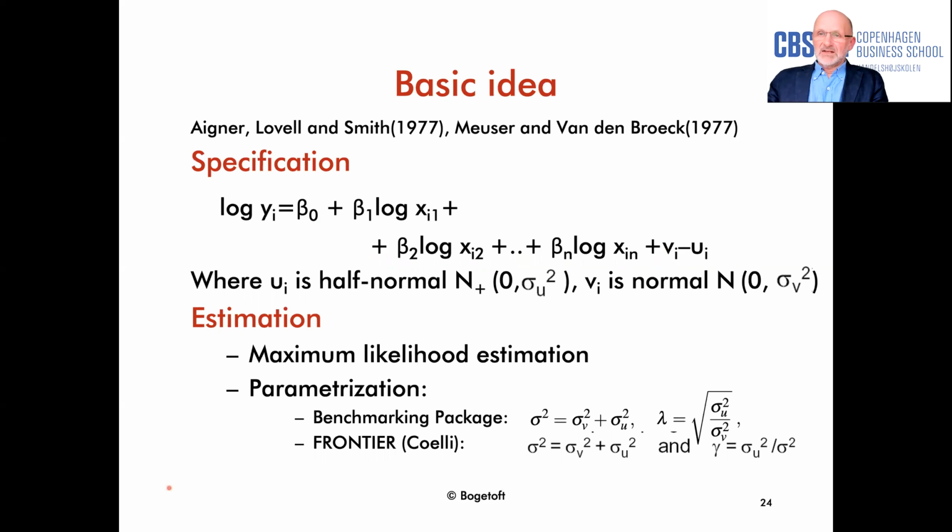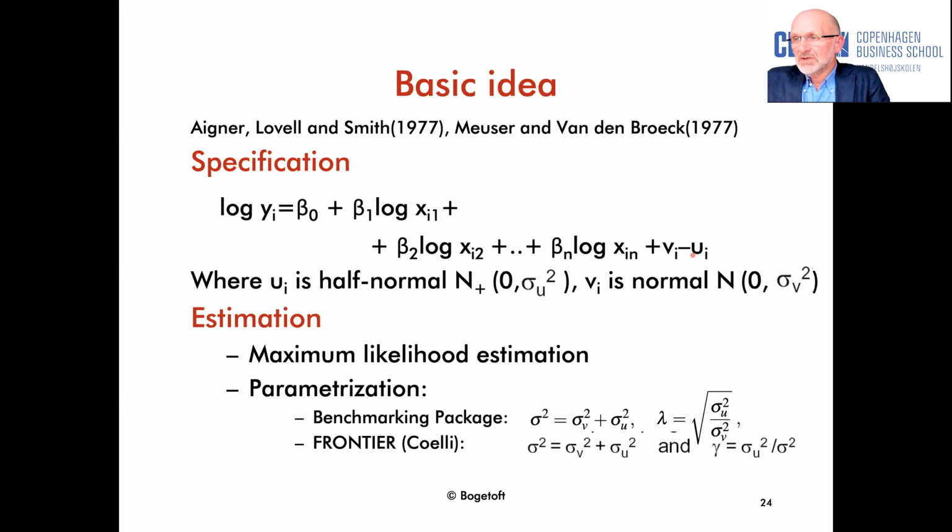You do this as before. If you have a Cobb-Douglas function, you could take the logs, so it looks like here. And then the difference is that now we don't just have a noise term v, but we also have an inefficiency term. And the inefficiency term is half normal, and the noise term is normal. That was the initial model.